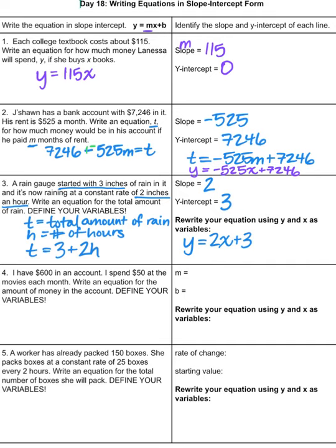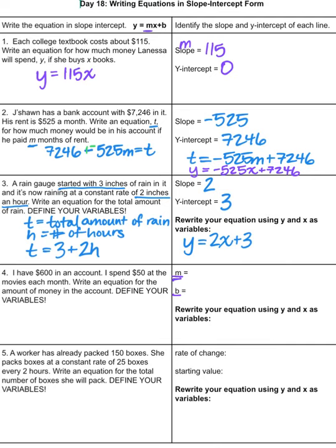I have $600 in an account. I spend $50 at the movies each month. Write an equation for the amount of money in the account. Define your variables. All right, so I'm talking about money, and I'm talking about spending money at the movies. It's a lot of Ms, but I don't want to use M because I remember that's what slope stands for over here in slope-intercept form.